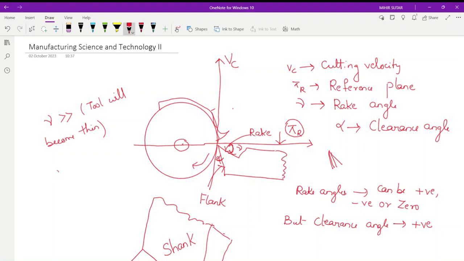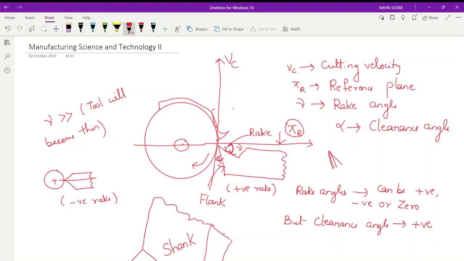How the negative rake angle is being provided, you see here likewise. So negative rake means you're providing the rake angle like this. In this case, this is the condition of positive rake, and this is the condition of negative rake. Negative rake angle means you're strengthening the tool and its heat conduction capacity. Mostly this negative rake angle is used when the tool material is very brittle, such as carbide or ceramic tools, and it is used in high speed cutting operations. When you require machining at very high speed, that time you use a negative rake tool.